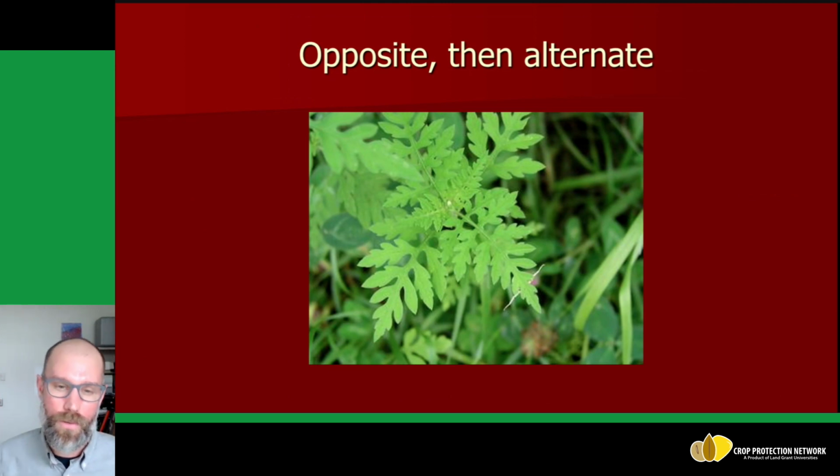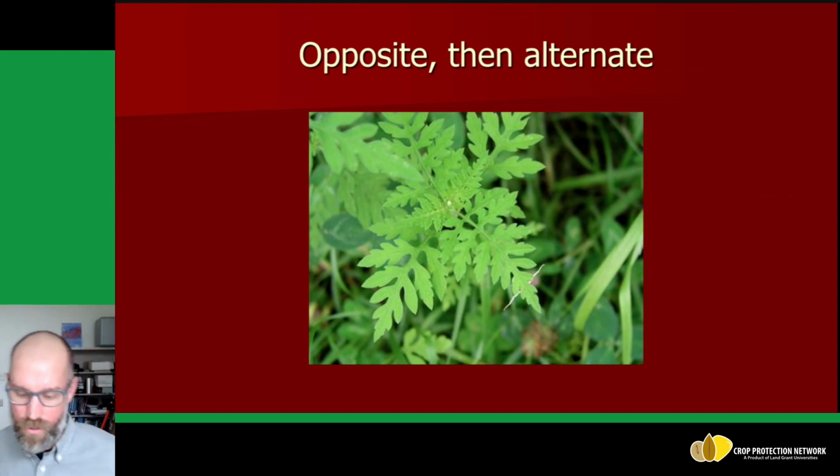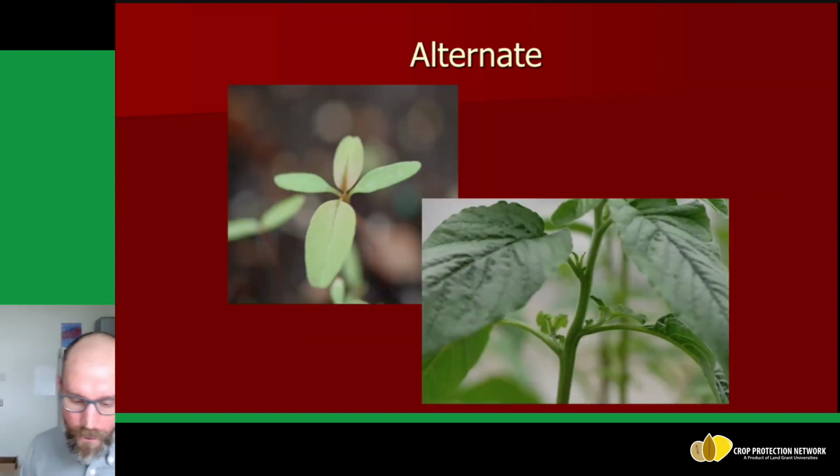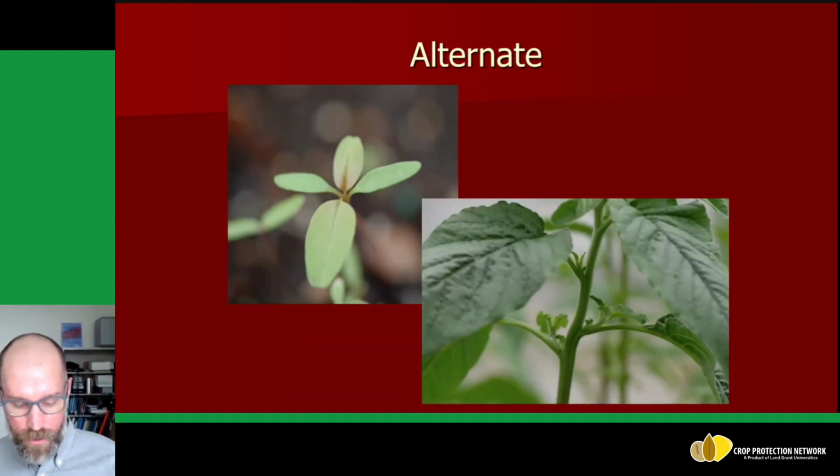And so this common ragweed plant here is a great example of that. The early emerging leaves would be opposite, and then as it grows, you see that it switches to alternate arrangement. And then here's another good example of alternate.